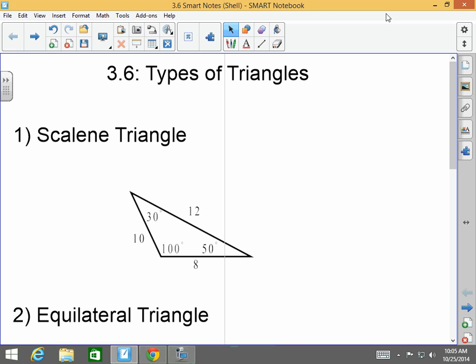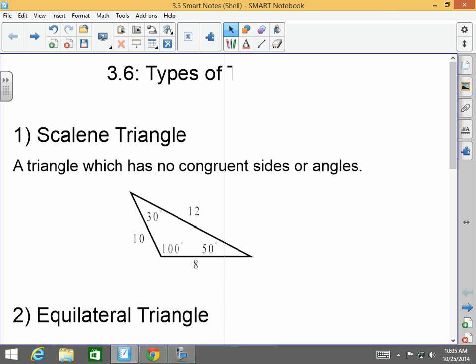Okay, guys, the first thing we're going to learn about is a scalene triangle. And a scalene triangle, as you can see from the example right here, is a triangle which has no congruent sides or angles. Remember, never assume perpendicularity or that sides are equal by an image. You always have to prove it.